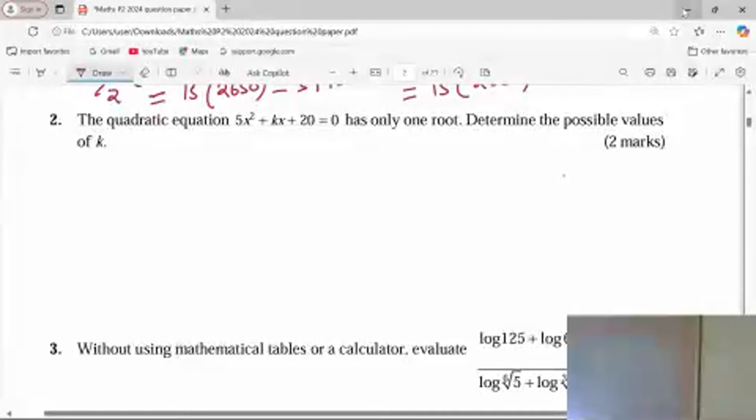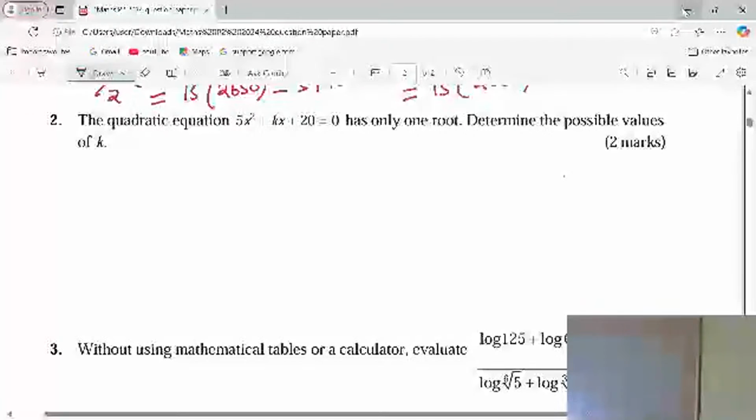5x squared plus kx plus 20 equals 0 has only one root. Determine the possible values of k.